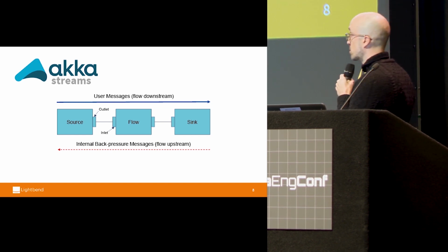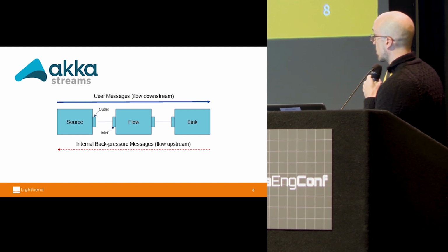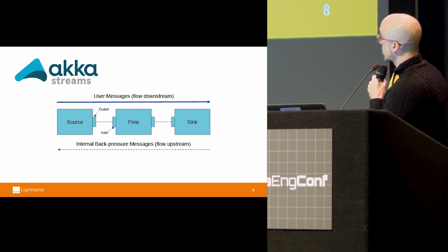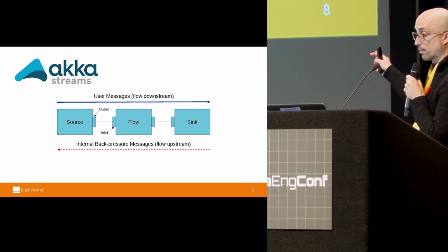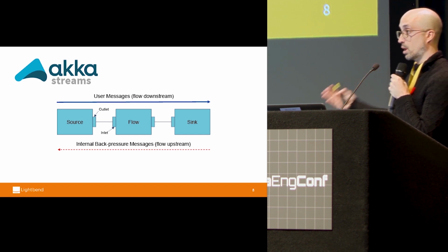So the most basic Akka Stream is a source and a sink. A source has at least one outlet. A sink has at least one inlet. And then you have an arbitrary number of flows in between that are doing some sort of processing on your data.